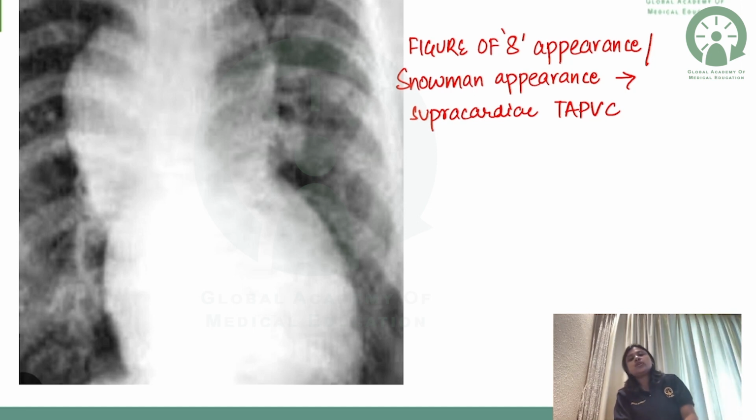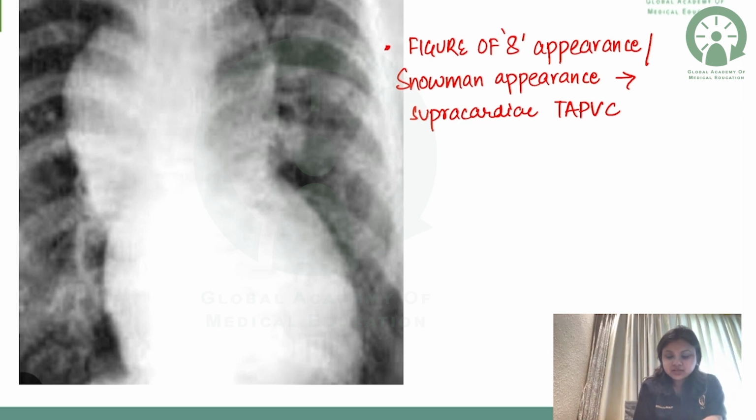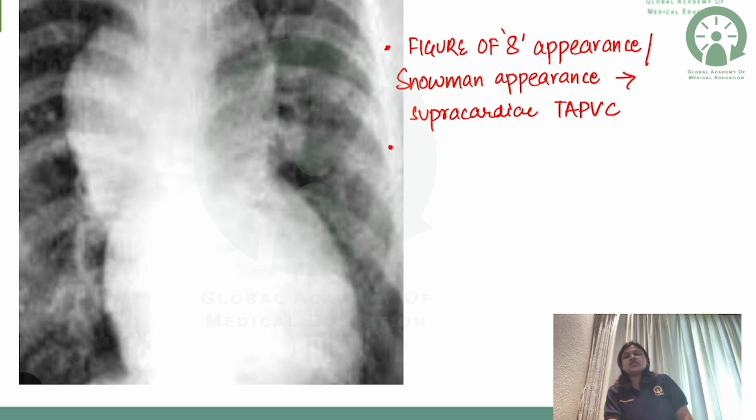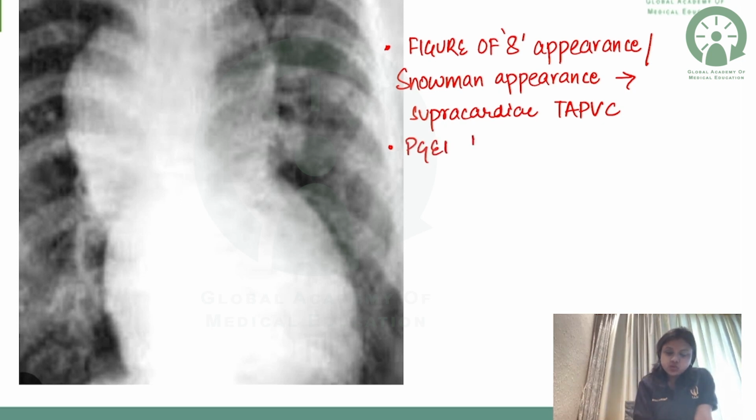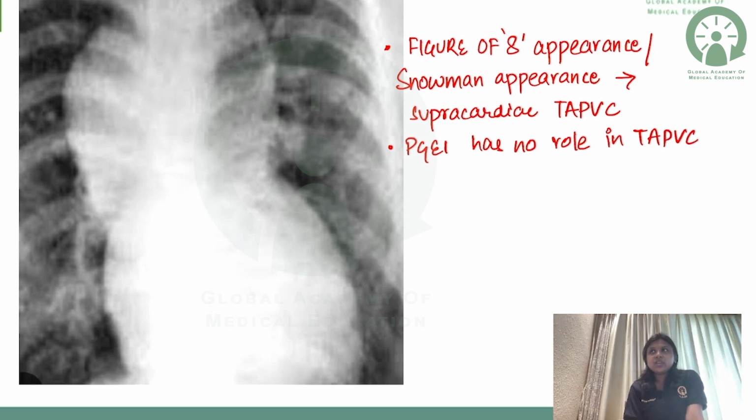Now, since I'm doing TAPVC, I would like you to understand a few points. One of the very important questions that comes from TAPVC is that PGE1 has no role in TAPVC, right? There is no point in giving PGE1. So, PGE1 analog has no role in TAPVC. So, you need to take the baby for surgery. It is the total anomalous pulmonary venous connection.